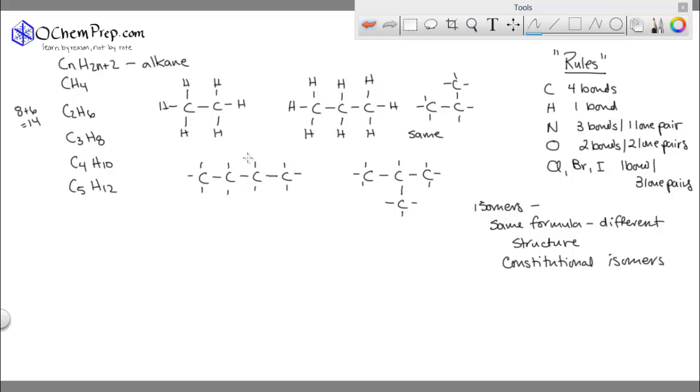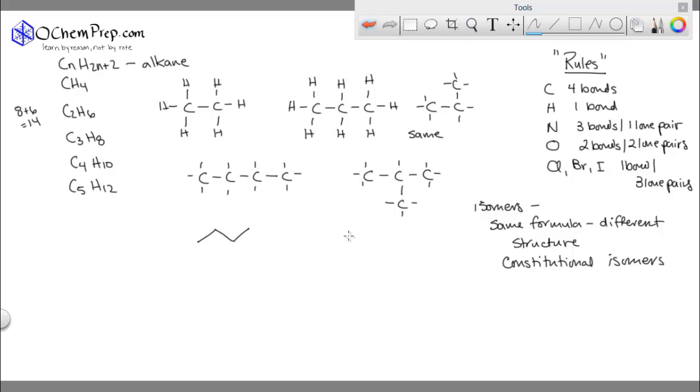Now, as I said, it's sort of tedious drawing all those H's. So what we're going to do is we're going to draw it like this. This compound right here is the same as this structure here. Each end and each vertex is a carbon with the right number of H's attached. So if you look, an end has 1, 2, 3. A middle has 2. A middle has 2. And an end has 3.